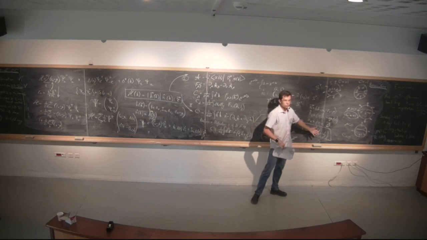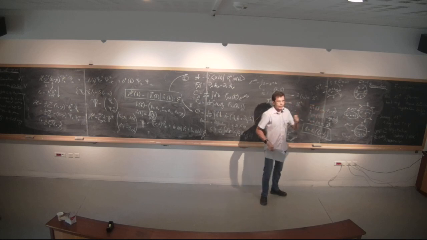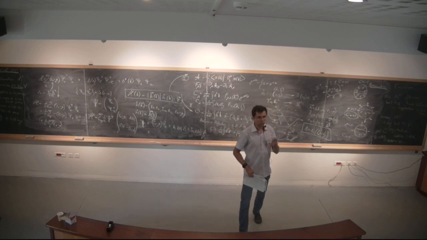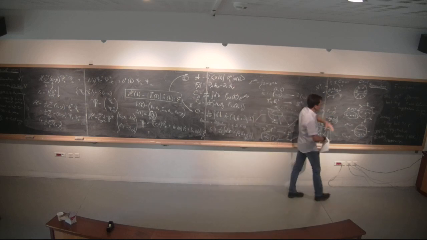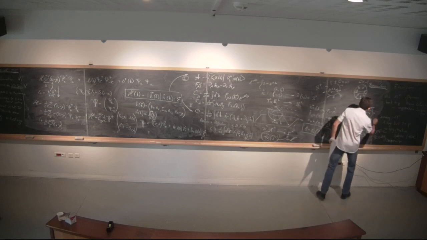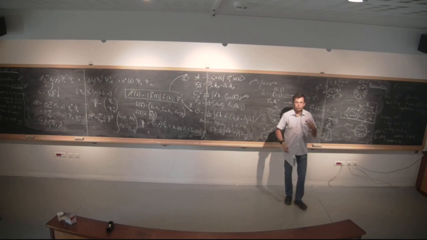Sometimes people call this p plus ip. So the p plus ip superconductor, based on what I told you, may or may not have non-trivial topology, depending on what the chemical potential is doing. When the chemical potential is positive, I end up with a topologically non-trivial solution. When it's negative, I end up with a topologically trivial solution.